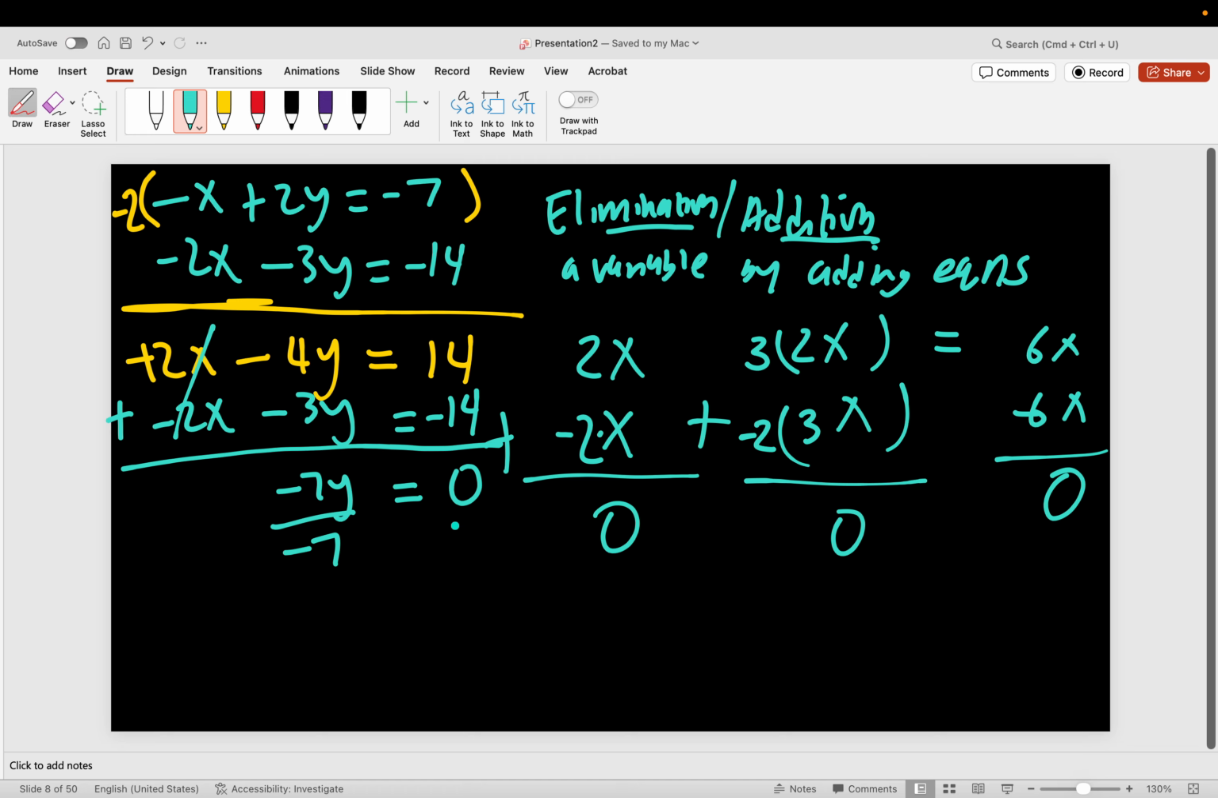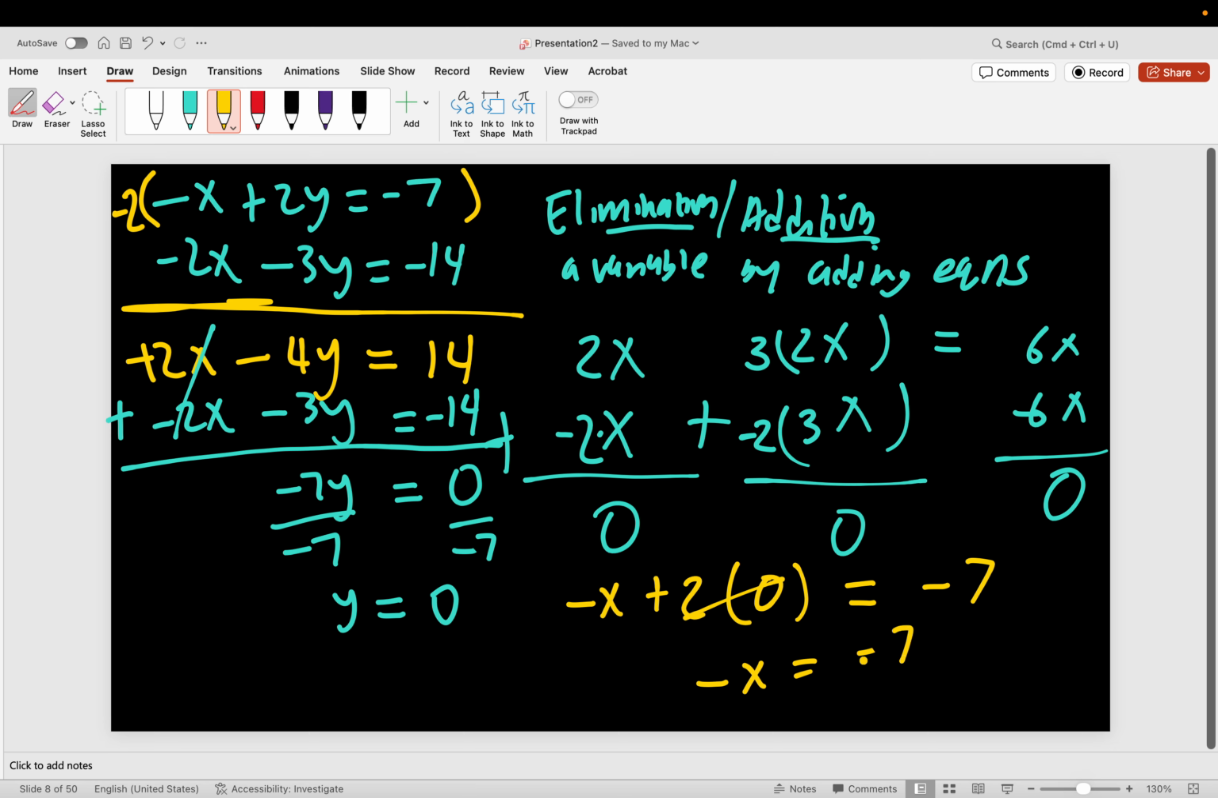We're going to divide both sides by negative 7, so my y is equal to 0. Now I have y. To get x, I'm just going to plug it back into any one of my equations. It doesn't really matter because you're going to get the same answer. But again, pick the one that's easiest, which reduces the chances of making a mistake. So I'm going to pick the top one. And now it's going to be plus 2, but I'm not going to write y anymore. I'm going to put 0. So this is just 0. So this is negative x equals negative 7. If I divide both sides by negative 1, then my x is going to be equal to 7.